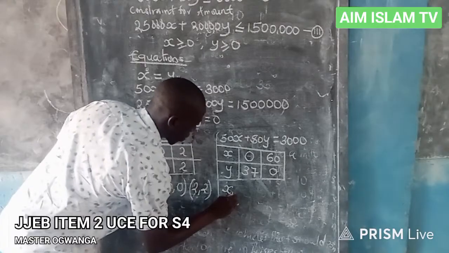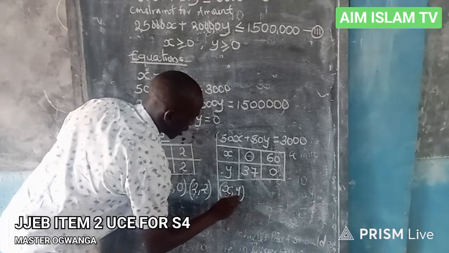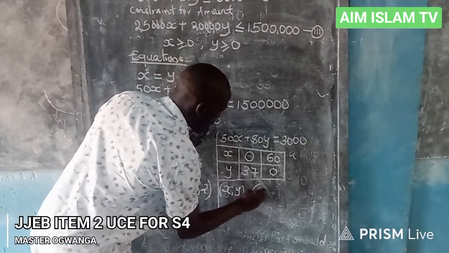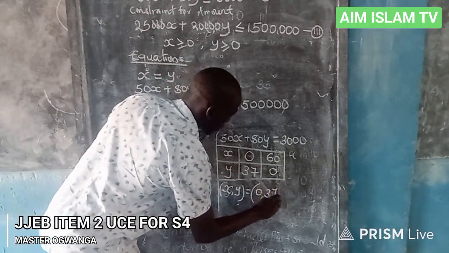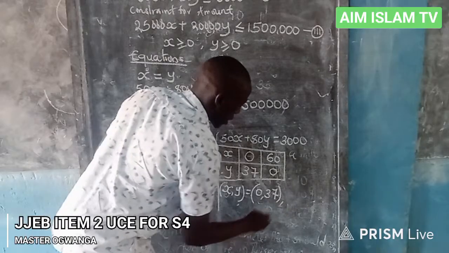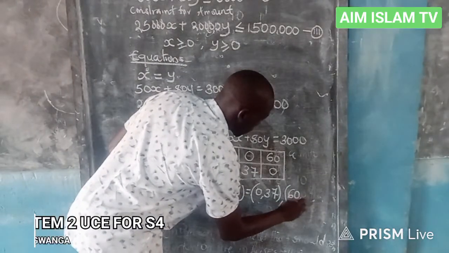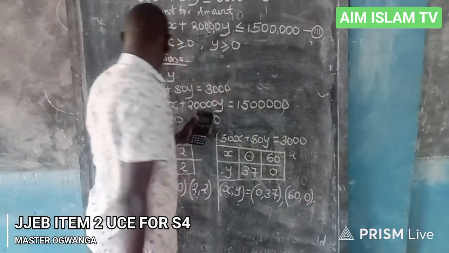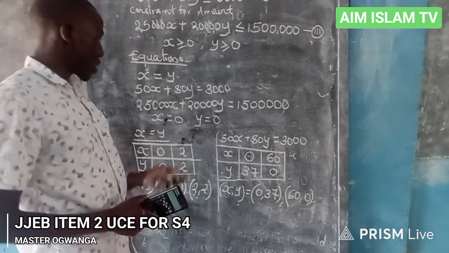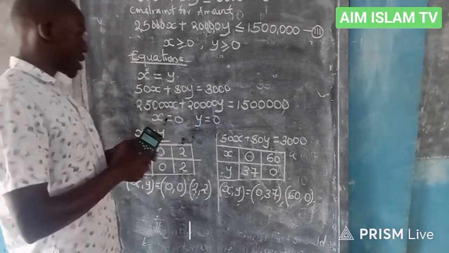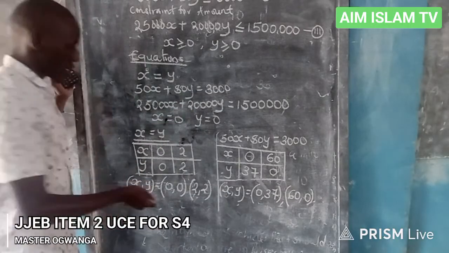So the points we are going to use at the moment will be 0 for x and 37 for y, and then the next one will be 60 for x and 0 for y. That is concerning the first line and the second line. Now we can wrap up with the third line.